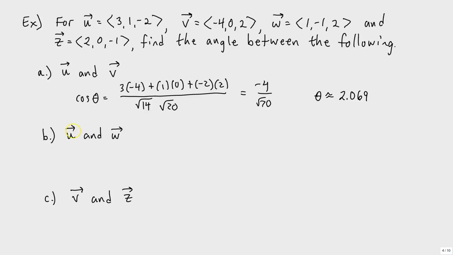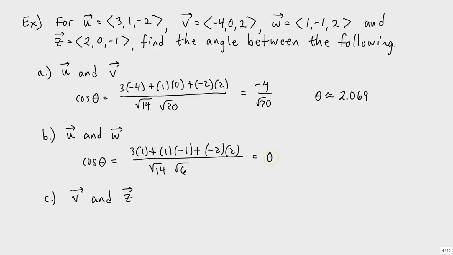Well, how about the angle between vector u and w? So cosine of that particular angle, let's do their dot product. That'd be 3 times 1 plus 1 times negative 1 plus negative 2 times 2. The magnitude of u, we already know, is square root of 14. The magnitude of vector w would be 1 plus 1 plus 4, 2 squared is 4. This would be square root of 6. And that comes out to be 0.